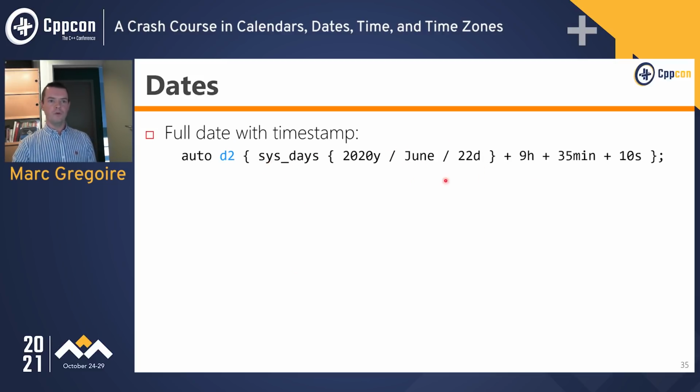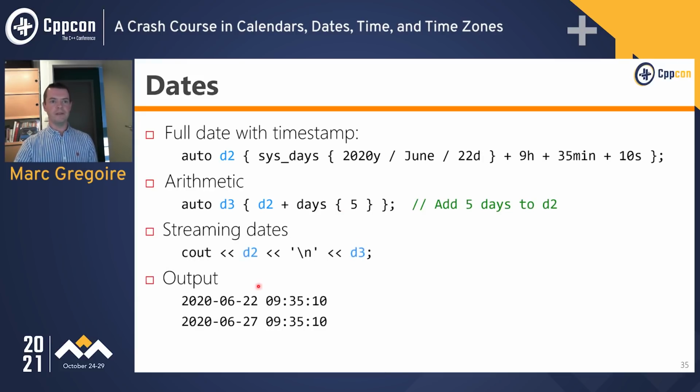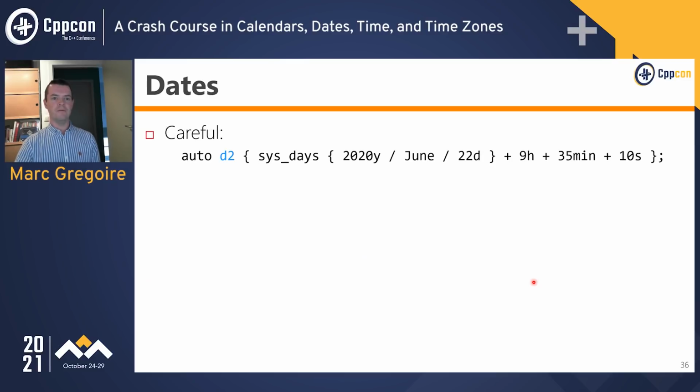You can construct a full date, including a timestamp. So here we're specifying the date as a sys_days, and then we say it should be at 9 o'clock, 35 minutes in the morning. You can do arithmetic with this, so you can take this full timestamp and let's say we add 5 days to it. Date supports streaming, so you can just output them to a stream. And if we look at this, then we see that D2 is indeed 22nd of June 2020, and D3 is 27th of June, which is 5 days later, so the result of this addition.